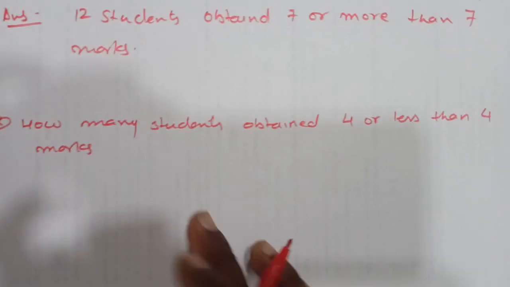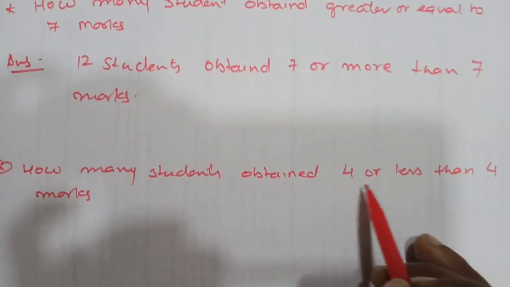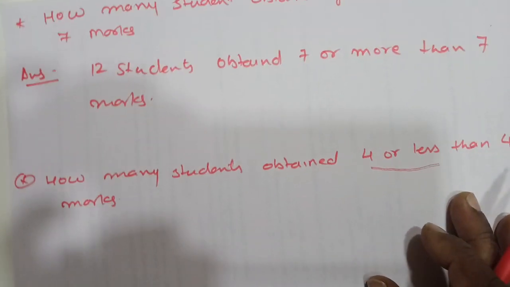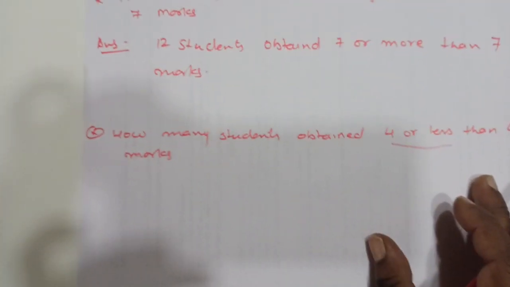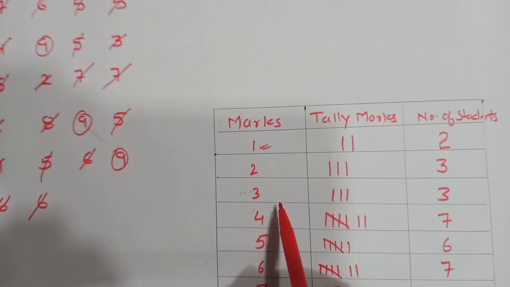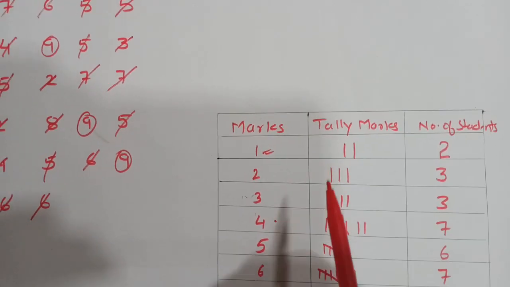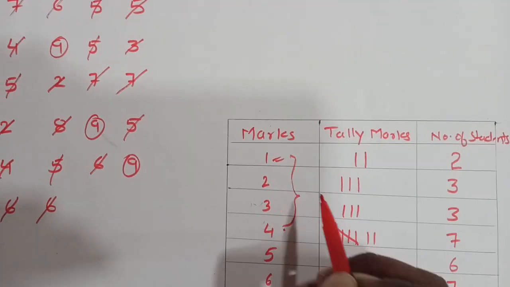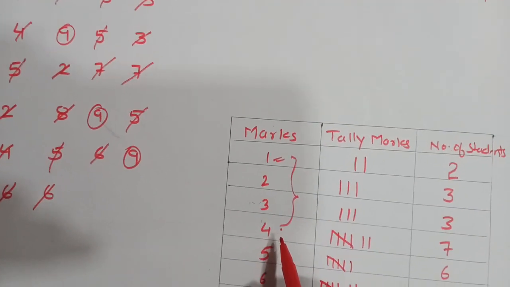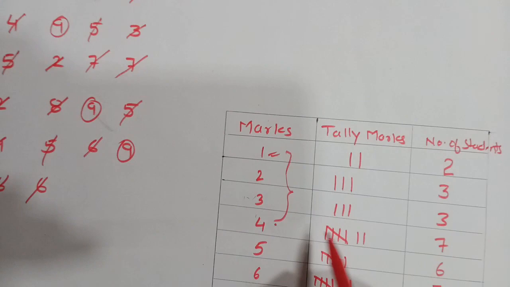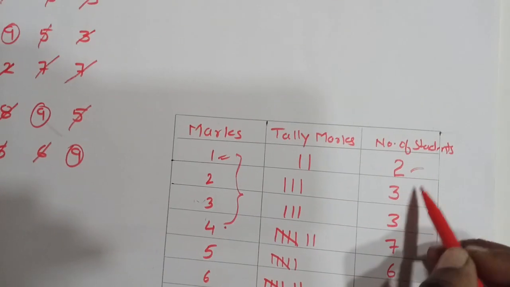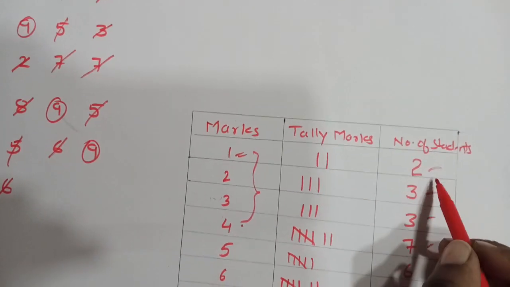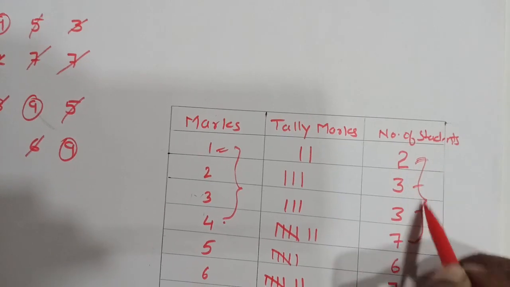Similarly, what is the next question? How many students obtained 4 or less than 4 marks? 4 या 4 से कम marks कितने बच्चों के आए हैं? So let us again refer to the table. So we have the table over here. So 4 या 4 से कम. So this entire category would fall into this zone, right? 4 या 4 से कम marks कितने बच्चों के आए हैं? So we can see like this 1 2 3 and 4, जो 4 हमारी इस entire category में fall होते हैं, ये इसका addition होगा.